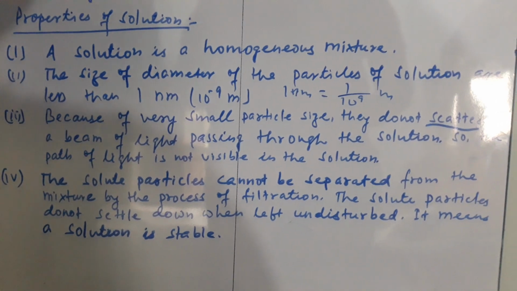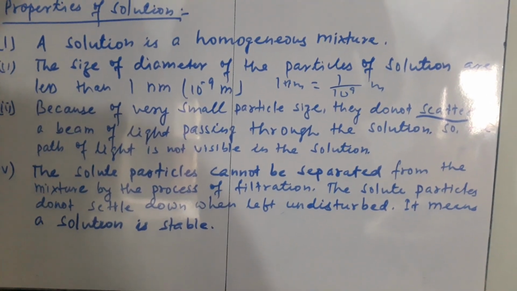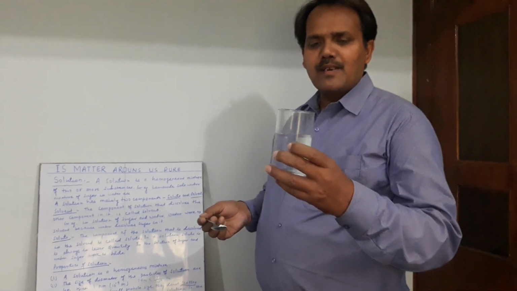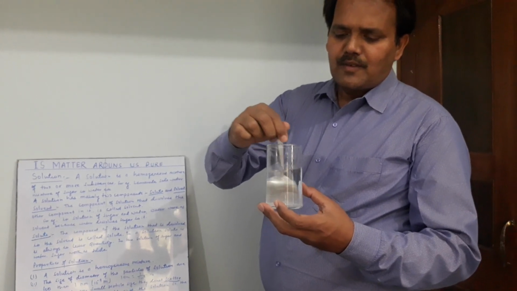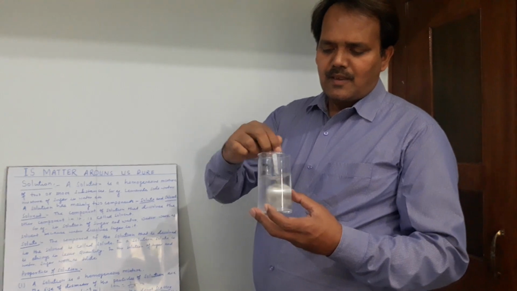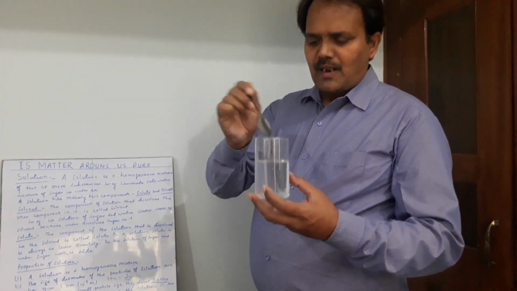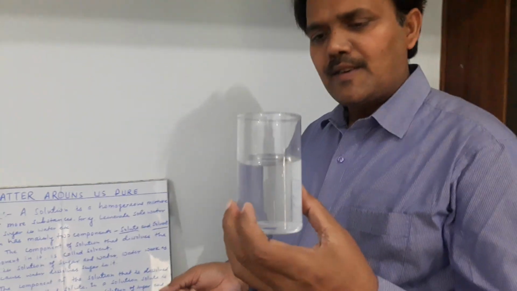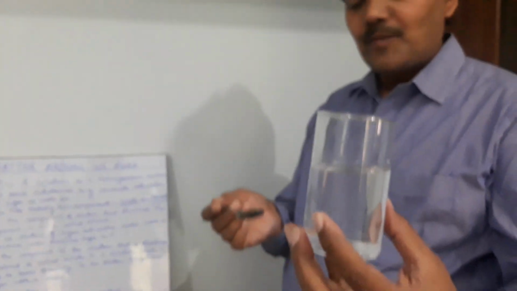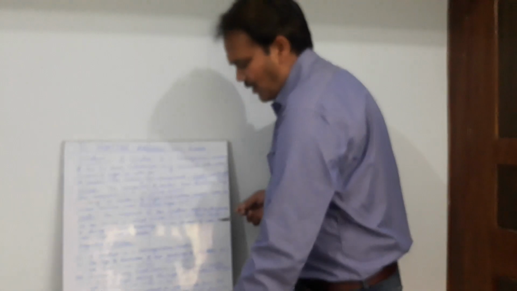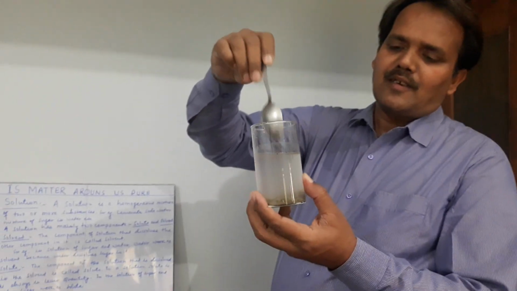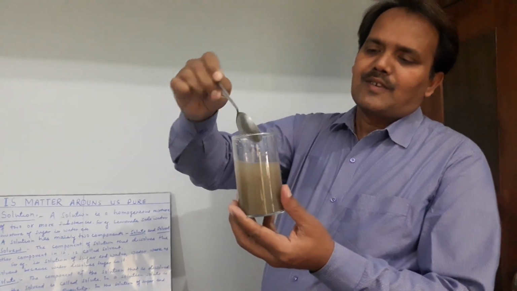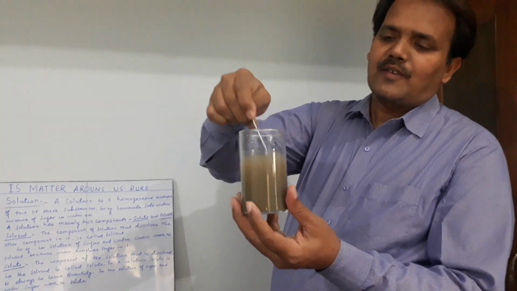Let us see this with the help of an activity. We have taken some water in a glass, put some salt in the water and dissolved it properly. So salt dissolves in water and makes a solution, a homogeneous mixture of salt and water. Now we'll make one more mixture, soil in water.